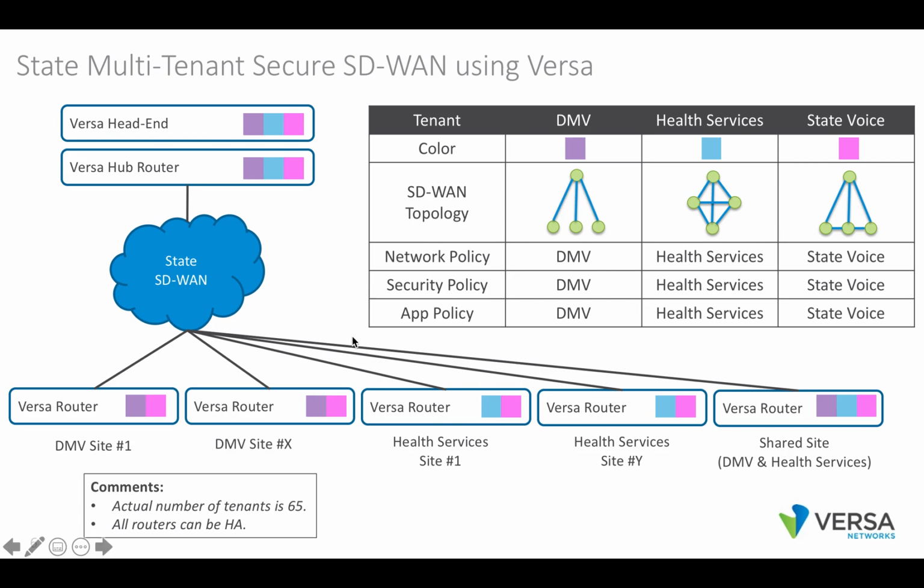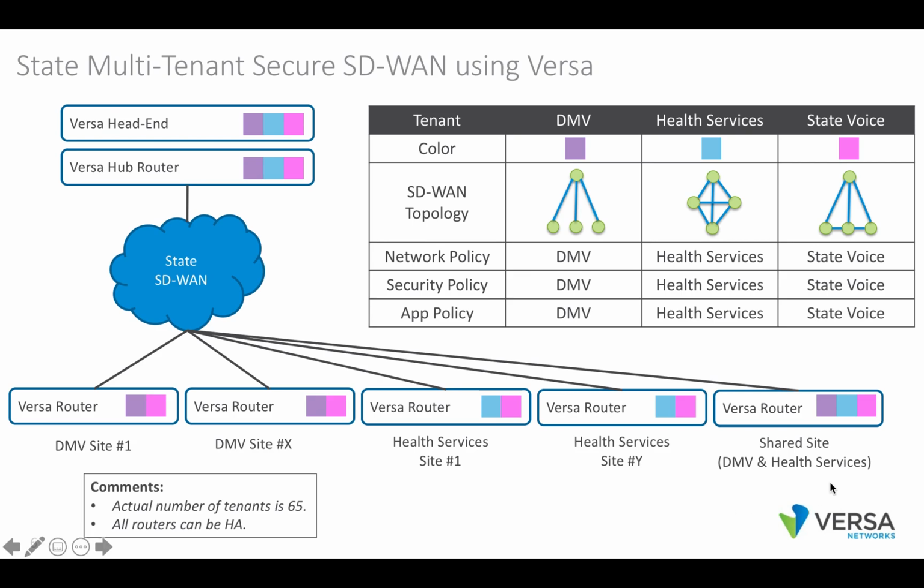What we're looking at here is a head end that's supporting all tenants. We have a pair of hub routers supporting all tenants. In reality, there's a primary and secondary data center with pairs of hub routers in each. In the first tenant, the DMV, we have two different sites, Site 1 and Site 2, and they have both tenancies for the DMV and the state voice network. Going over to the second tenant, health services, we're looking at the first site and site Y, and each of these has a tenancy for health services and the state voice network.